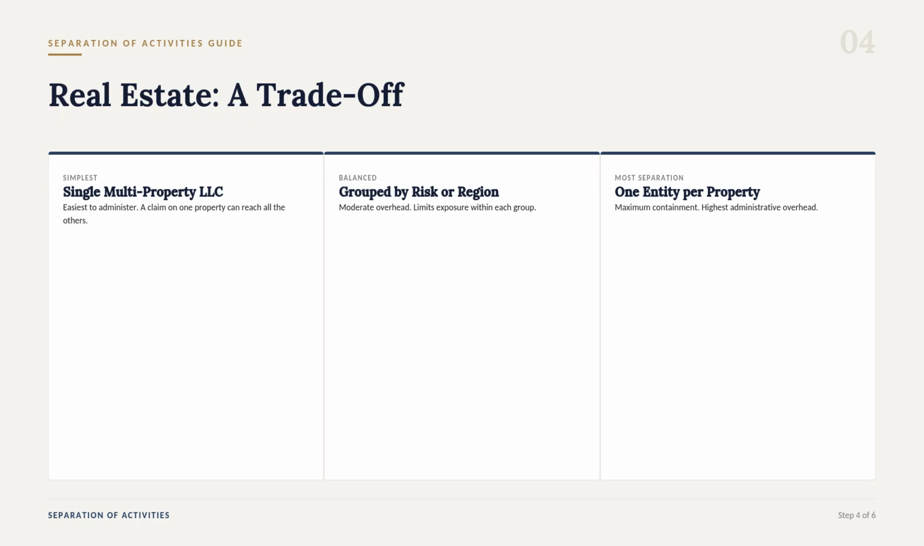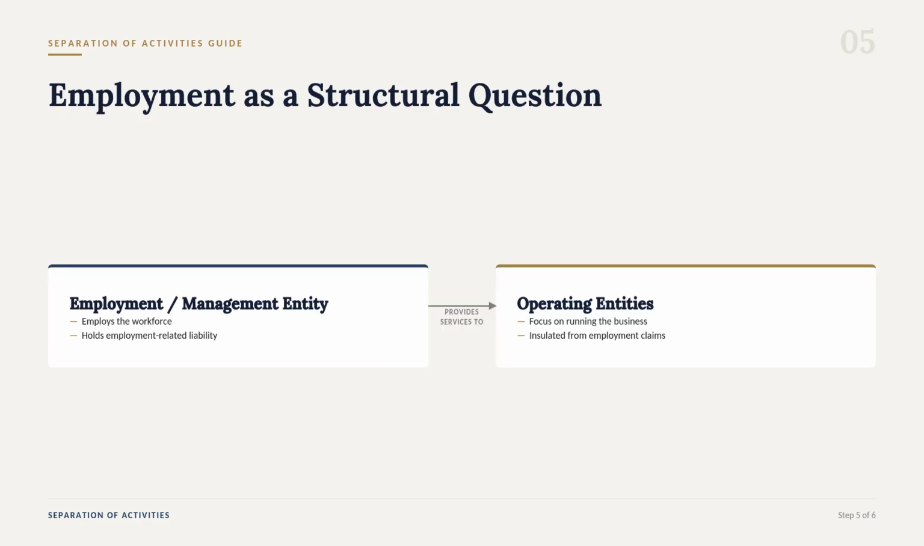With multiple properties, you're trading off simplicity against separation. A single multi-property LLC is easier to run, but a judgment on one property can reach the others. Grouping properties by location, risk, or financing can strike a middle ground. Step 5. Think about employment risk structurally, not just as an HR issue.